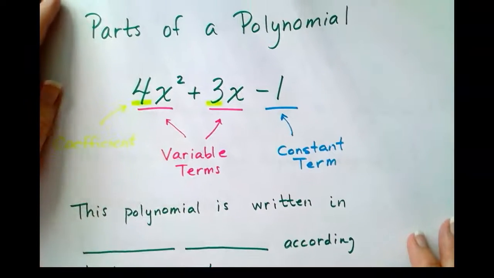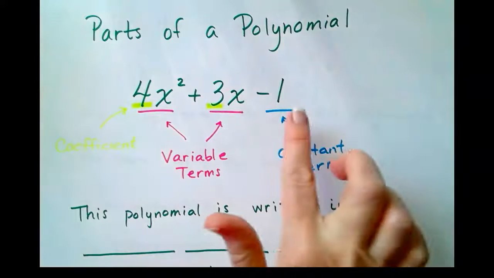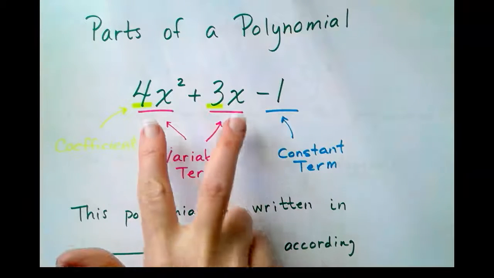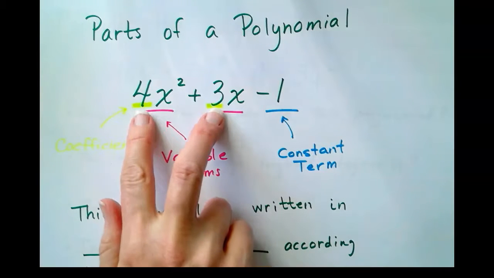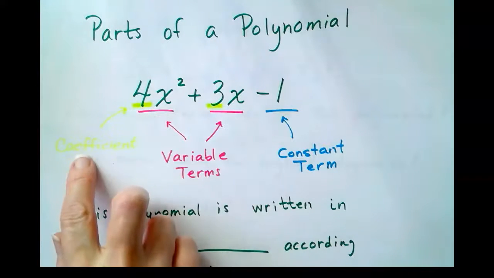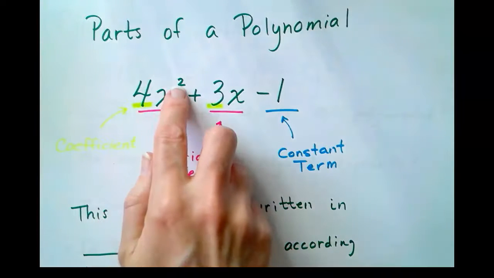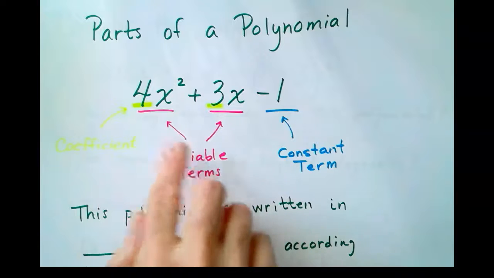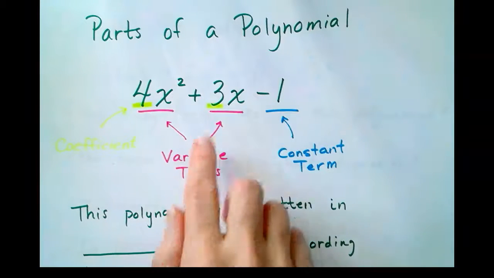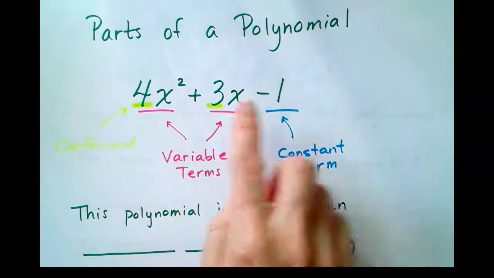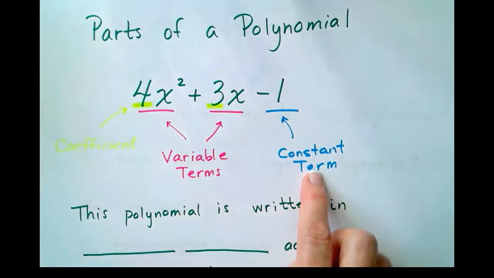Next, we've got parts of a polynomial. So first of all, we have three terms in this trinomial, and the first two terms are variable terms. And in front of both of those variable terms, we have the coefficient. We've seen that word before. So 4x squared is a variable term with a positive coefficient of 4, plus 3x, a variable term with a positive coefficient of 3. And then on the end, with no variable, we have the constant term.